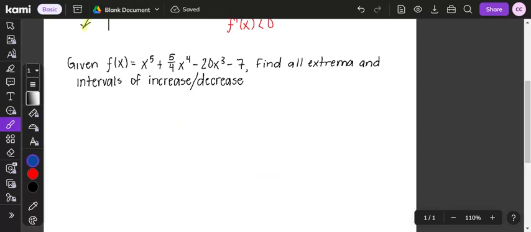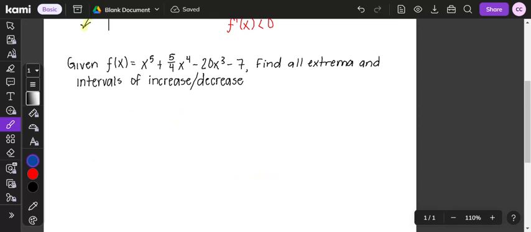All right, so in the next section of our blank page, we're going to try just this quick problem. It says given f of x is equal to x to the fifth plus 5/4 x to the fourth minus 20x cubed minus 7, find all extrema and intervals of increase decrease. So once again, I am not given the picture here, and I'm going to try and use the derivative of this function to figure out where my extrema are. So remember, those are hills and valleys, and where I am increasing and decreasing.